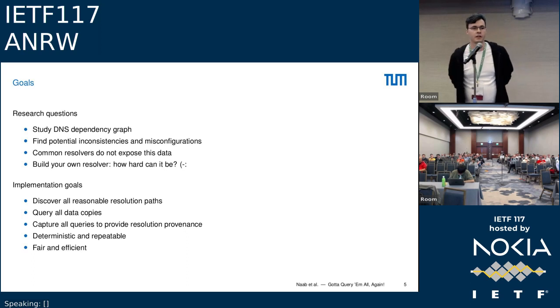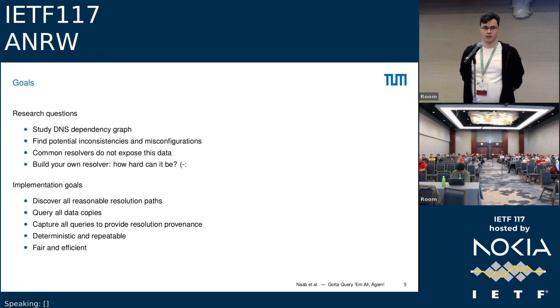Goals. So our research questions are: we want to study the DNS dependency graph. We want to find potential inconsistencies and misconfigurations, and try to evaluate their impact. But we are left with a problem if we want to do that. Regular, common resolvers do not expose that data. And they do not even internally necessarily get all that data, because they might rely on glue records. The primary goal is to get an answer to the user as soon as possible. That's more or less the benchmark there. So we did the only thing that we thought to do. We built our own resolver, foolishly in the attempt, because how hard could that even be?